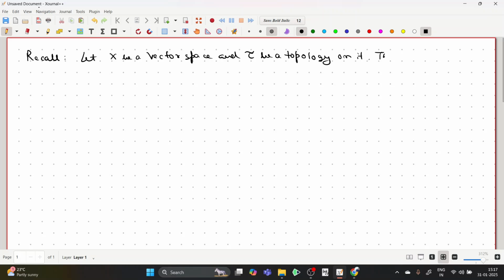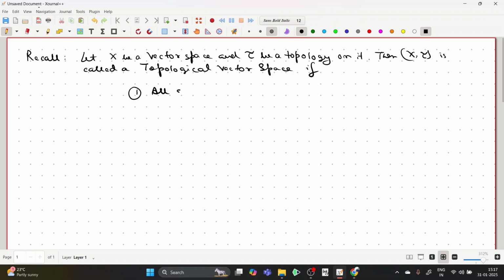Then X with respect to tau, which is already a topological space, is called a topological vector space precisely, if we required it to satisfy two conditions in order for the topology and the vector space operations to interlink between them.